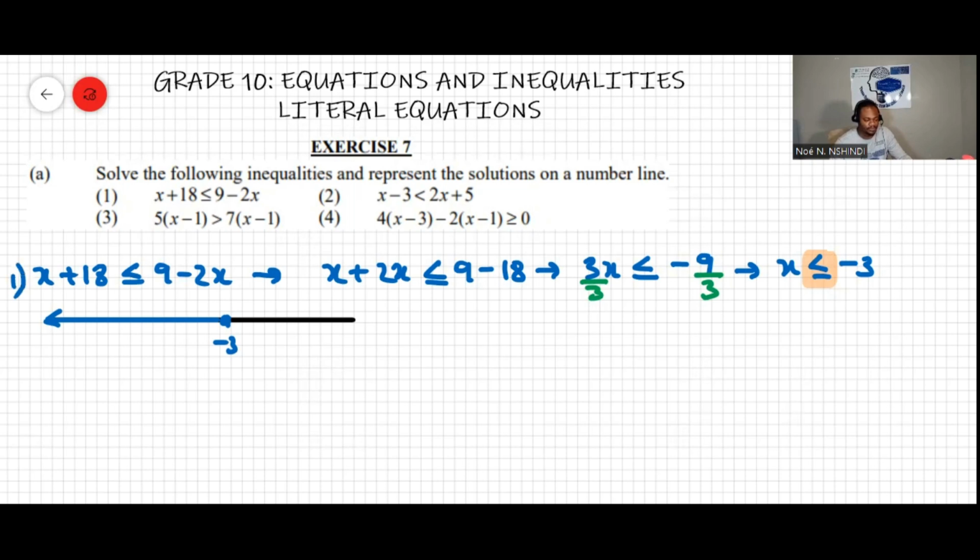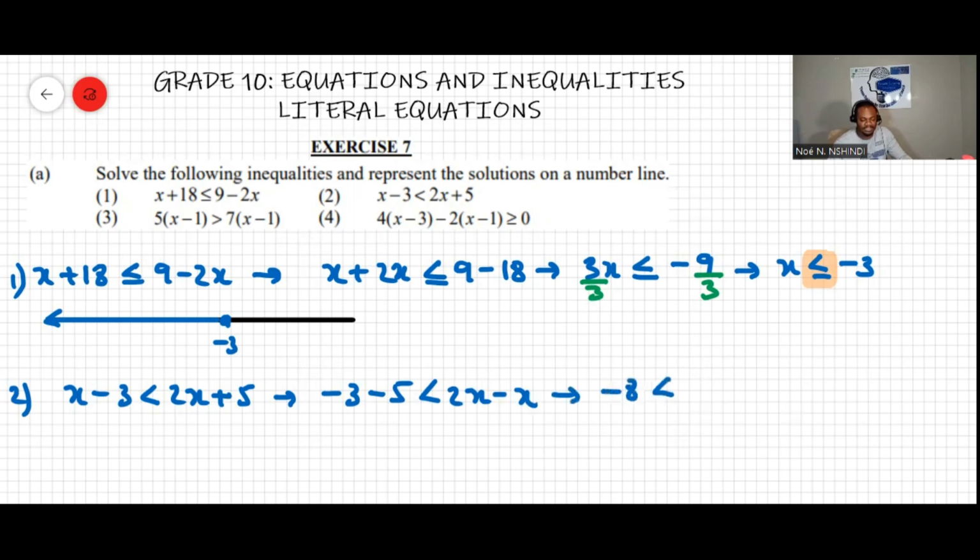Now, question 2. That was question 1. And question 2. We have like x minus 3 less than 2x plus 5. So I'll move x and positive 5 on the other side. So this will be like negative 3 minus 5 less than 2x minus x. Okay. And this means that negative 8 is less than x, or we can revert it and say x is greater than negative 8.